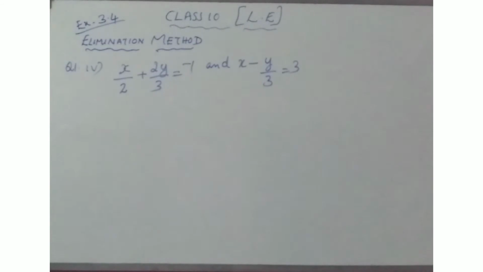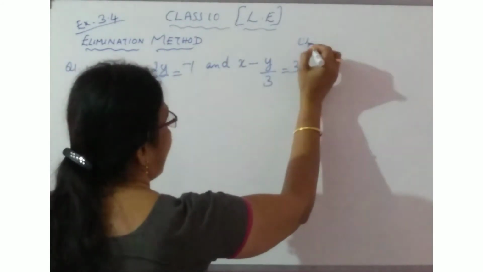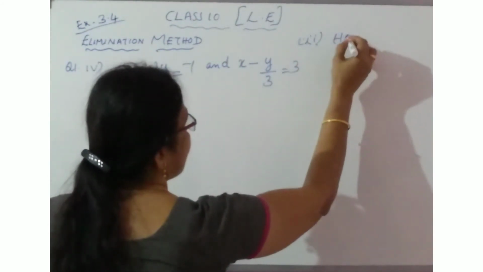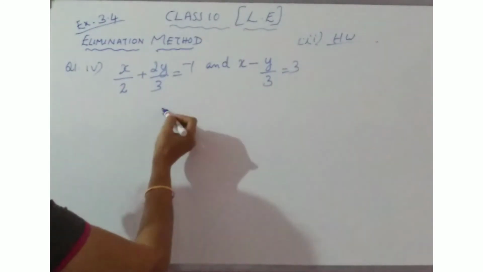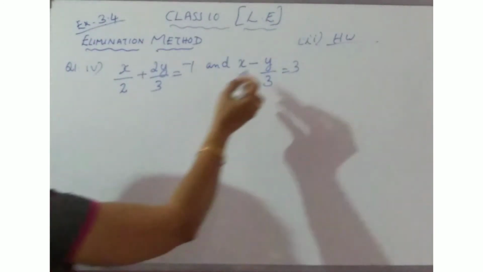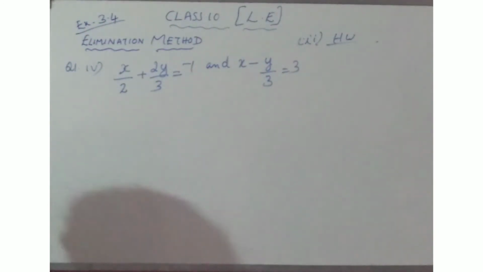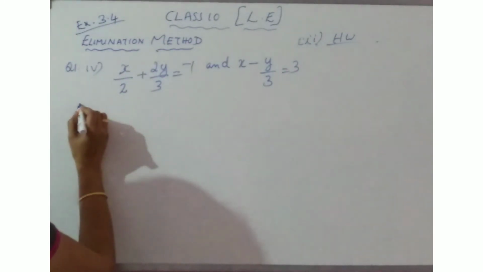Question number 4. First, question number 1, fourth part. The third part is there for you to try yourself. So question number 3, you have to try yourself. Question number 4, I will explain. Here the question is x/2 + 2y/3 = -1 and x - y/3 = 3. So we can write the first equation as x/2.